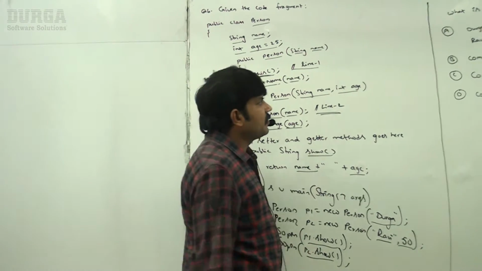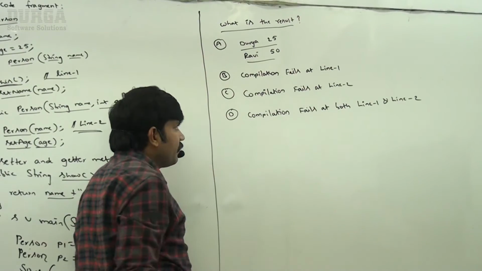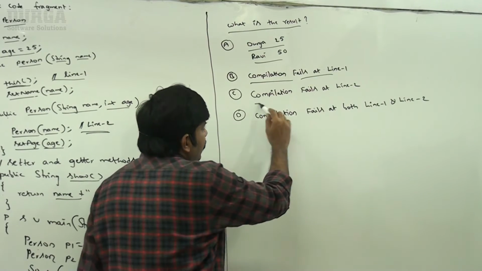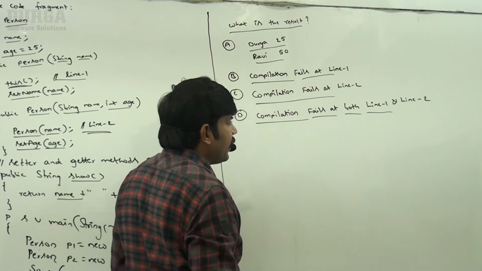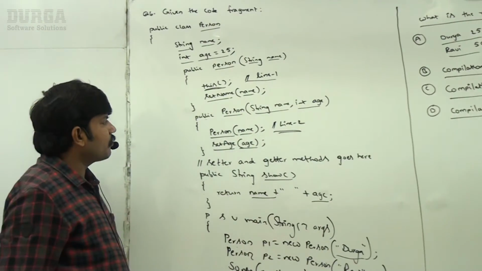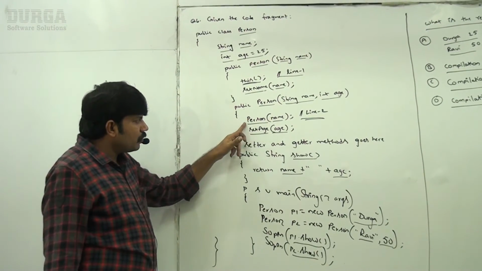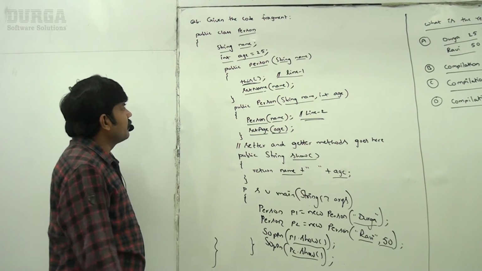So what is the result? What is the result, sir? Durga 25, Ravi 50. Next, compilation fails at line 1, compilation fails at line 2, compilation fails at both line 1 and line 2. Okay, so what may be the answer? At line 1, do you have any mistake? At line 2, sir, is there any mistake? We have to identify.